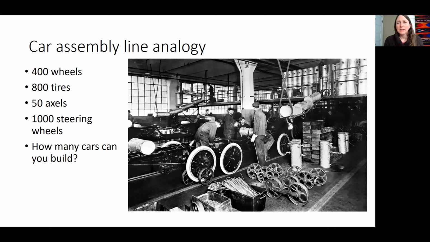Another example is like you've got this automobile factory, okay, and you make a bunch of orders and you end up with 400 wheels, 800 tires, 50 axles, and 1,000 steering wheels. Well, how many cars can you build? Can you build 1,000 cars? You've got 1,000 steering wheels. That's great. But no, you can't build 1,000 cars because you only have 50 axles and every car needs 2 axles. So because you didn't order enough axles, you can only build 25 cars, even though you have 1,000 steering wheels. So it's a good example of a limiting nutrient. In this case, the limiting nutrient is the number of axles.